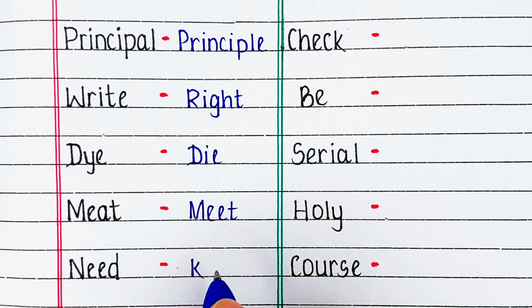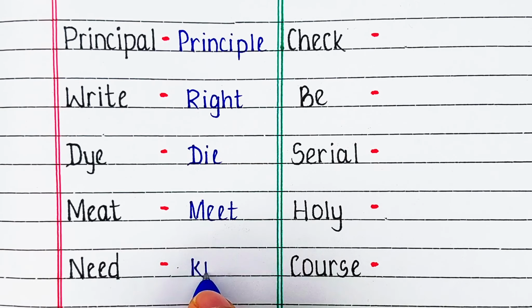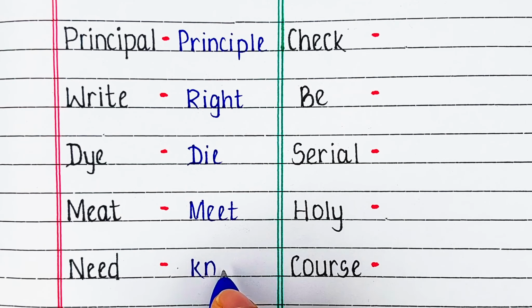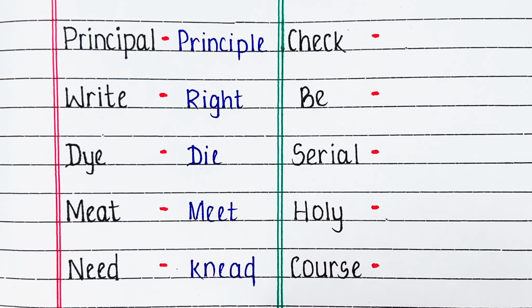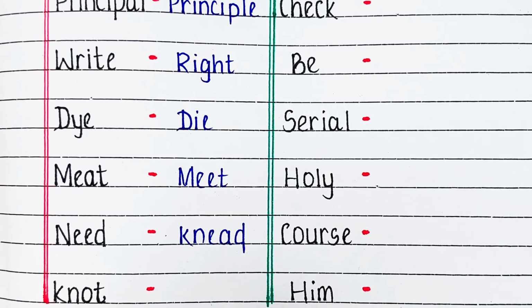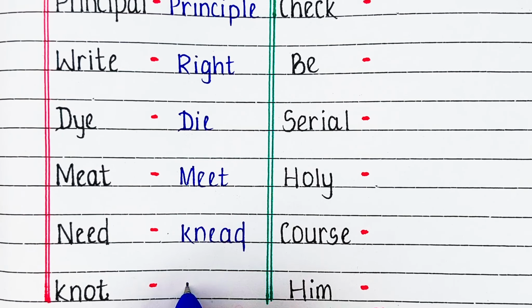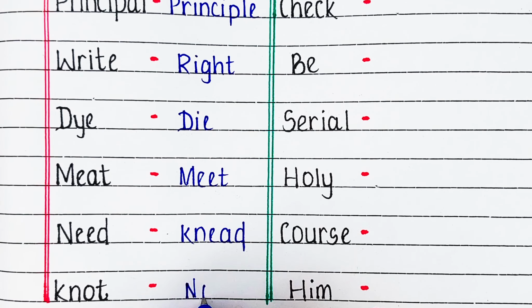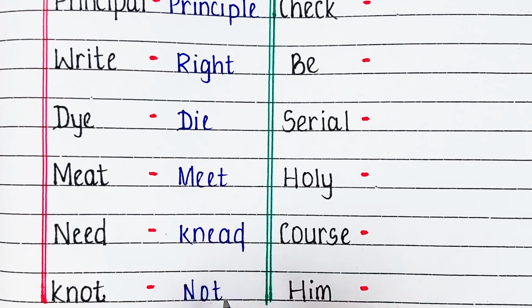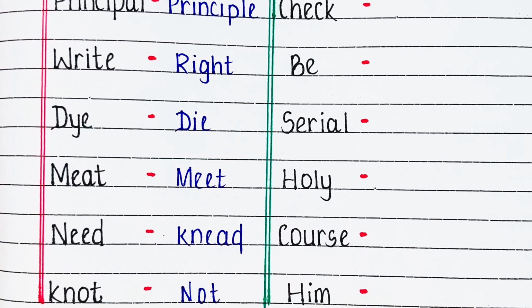Next pair of confusing words, need. NEED means requirement, whereas KNEAD means massaging or squeezing anything. Next pair of confusing words is knot. KNOT means to tie something together, whereas NOT means to negate something.